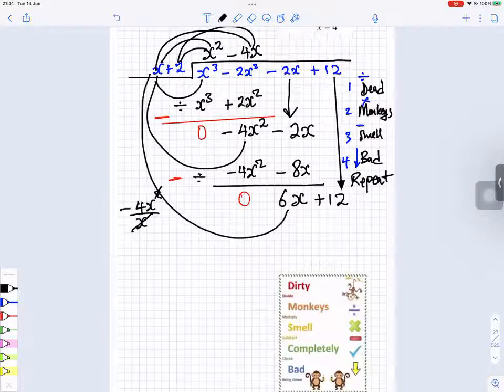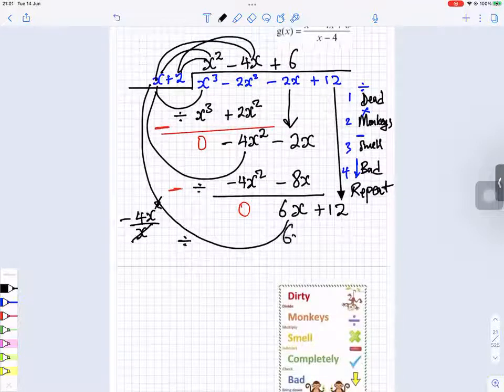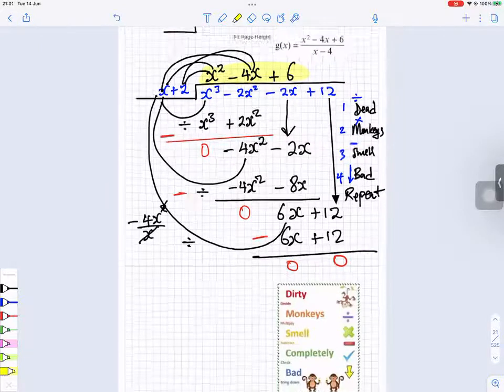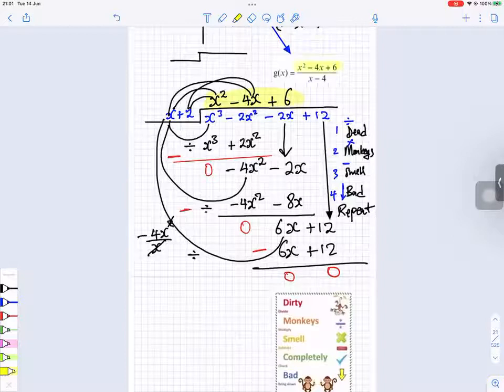6x divided by x is 6. And then we multiply. 6 times x is 6x. And then 6 times 2 is 12. And then you subtract. Sometimes when you subtract, it doesn't become 0, so there's a remainder. 6x minus 6x is 0. 12 minus 12 is 0. So your answer is x squared minus 4x plus 6. And the remainder is 0.